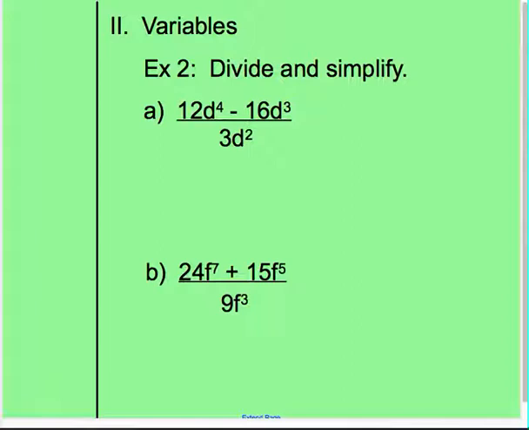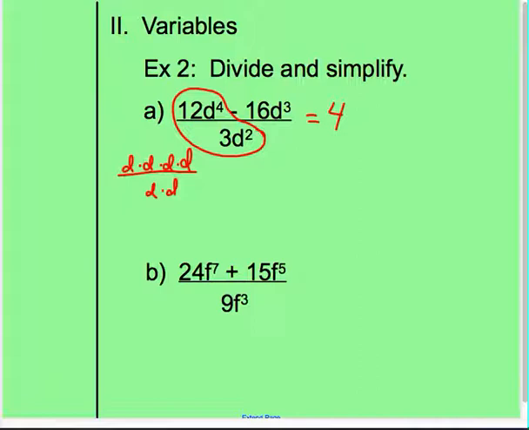So that was division by a number. Now we're going to take a look at if the term in the denominator has a variable. So I'm going to show you this the long way, and then hopefully we can figure out a shortcut. So our first division is 12d to the 4th divided by 3d squared. Well, we know 12 divided by 3 is 4. But let's take a look at what happens when we divide d to the 4th, or d times d times d times d, by d squared, or d times d.